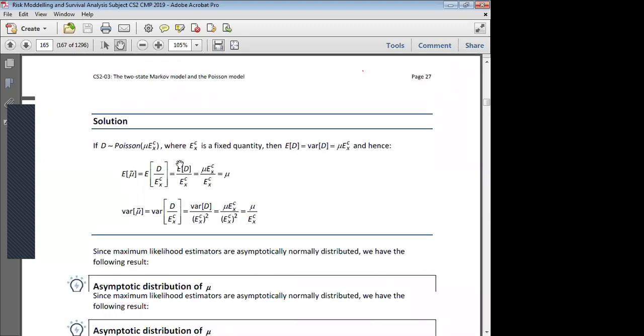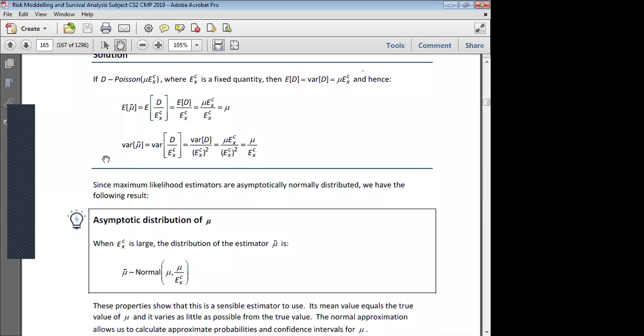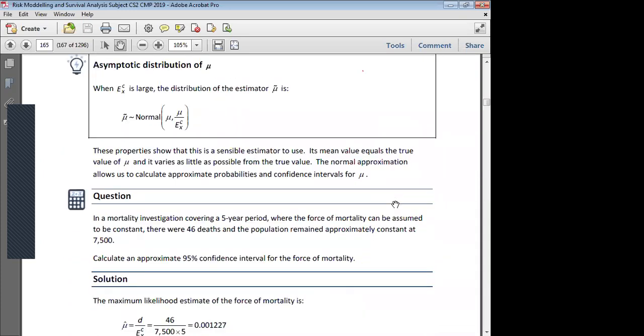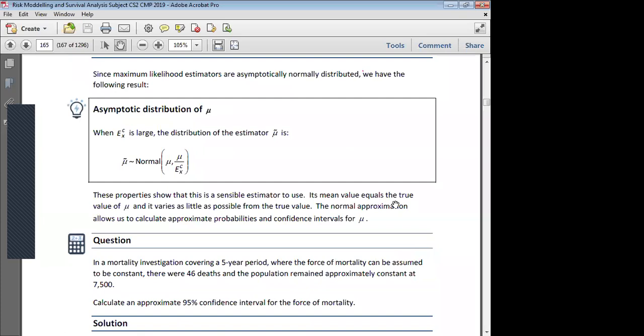So again, you can use the asymptotic distribution result of MLE and say that your mu tilde follows normal distribution with mean mu and variance mu upon this central exposed to risk. So you see now, all of these three different derivations that we saw, each of these give you the same answer. It's just a bit different with the notations that you use, I would say. So I guess that's it.